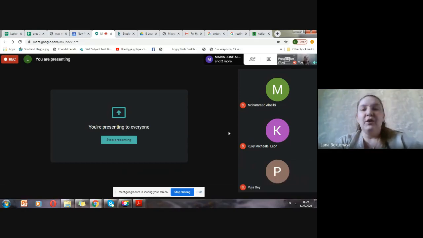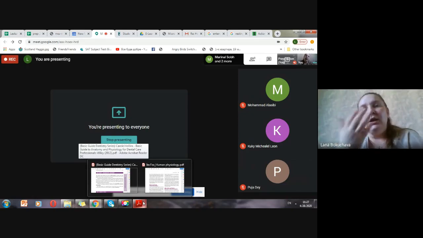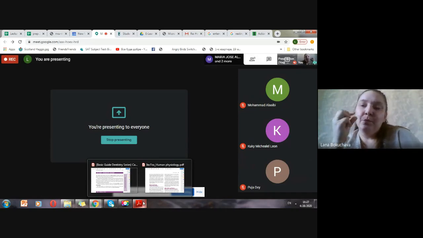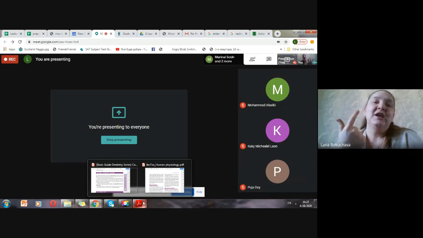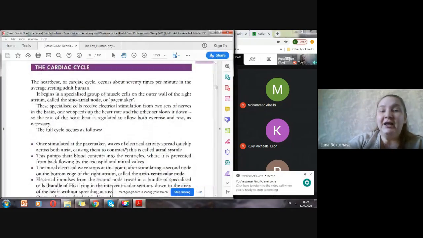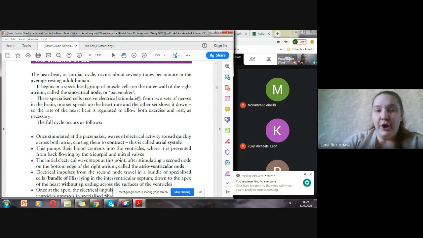So, as a result, a change in the potential gives us the activity. An important thing is that this modified type of cardiac cells are the ones which start this change in the potential and, as a result, start the activity. Coming to the cardiac cycle, everything begins in a specialized group of muscle cells, which we call the pacemaker, or sinoatrial node.